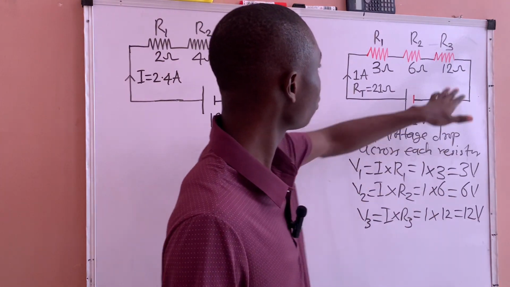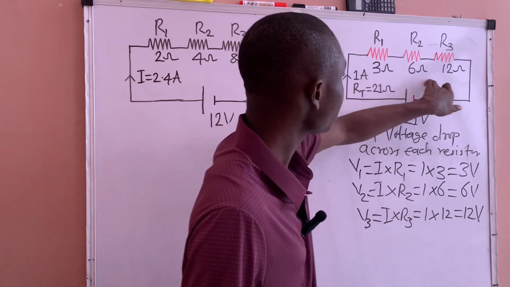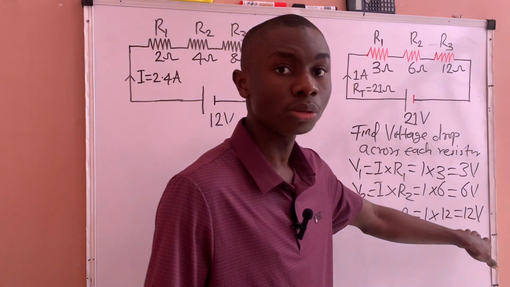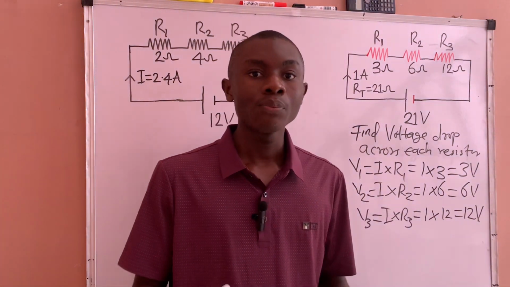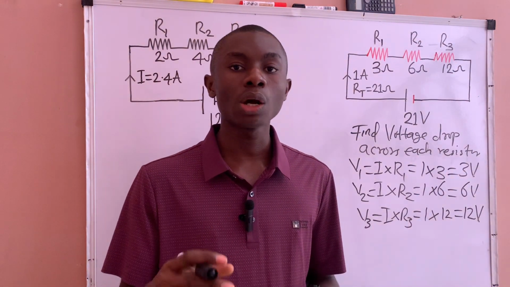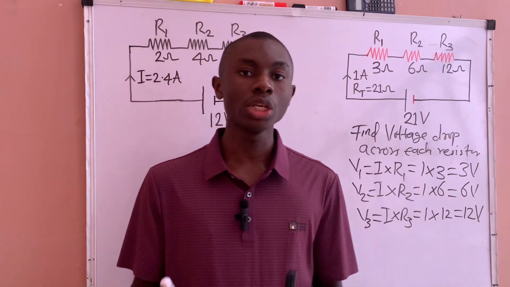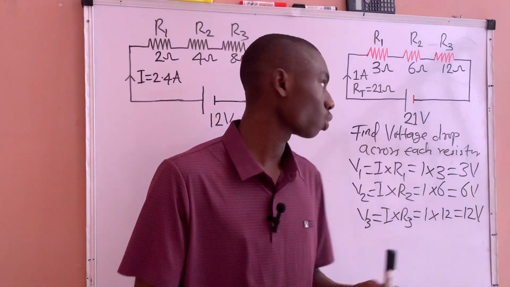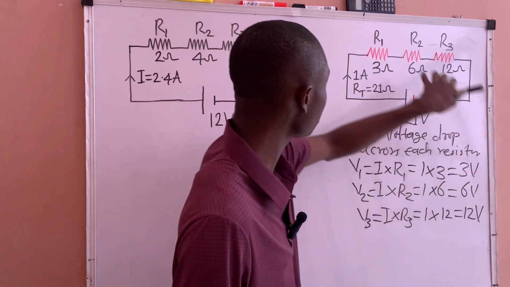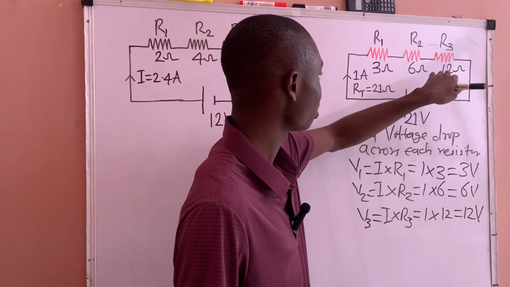If you can notice here, this resistor R3 is the biggest resistor here. That is why it drops the biggest voltage. The higher the value of the resistor, the higher the voltage that will drop across it, which means the biggest resistor equals the biggest voltage drop. While the smallest resistor, which is the 3 ohms, drops 3 volts, which means it is R1 that drops the least voltage in the circuit.